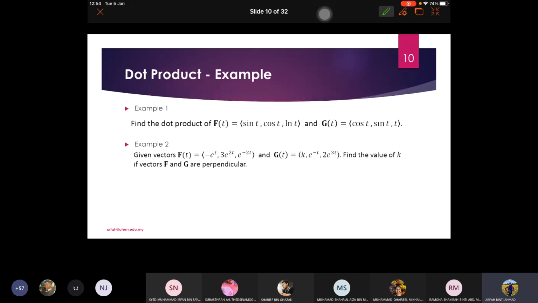Okay, so example. Find the dot product of F(t) equal to sin t i, cos t j, ln t k and G(t) equal to cos t i, sin t j, t k. Okay. So cuba buat example 1 dan example 2 ni. Cuba buat dulu. Dot product macam biasa, akhirnya awak akan dapat dia sebagai satu komponen.